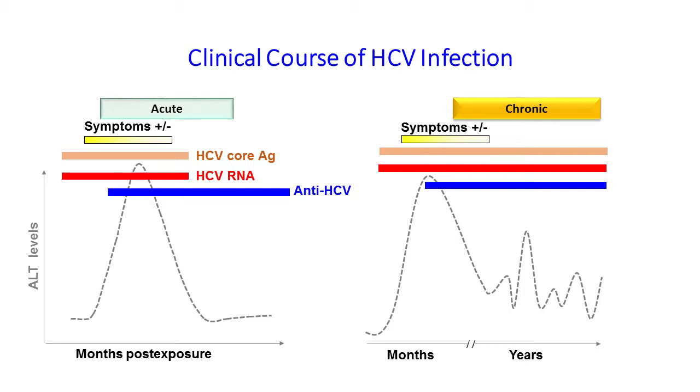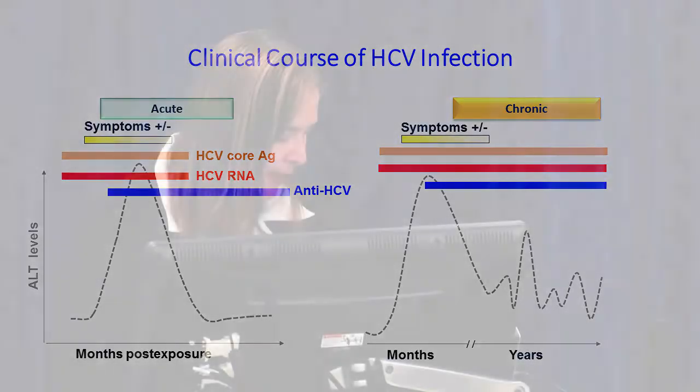ALT levels are typically only moderately elevated after the acute phase, frequently fluctuate through the course of infection, and HCV RNA remains relatively stable. Most individuals with chronic infection have histological abnormalities. In the United States, about 40 to 60% of cases of chronic liver disease are associated with HCV infection.